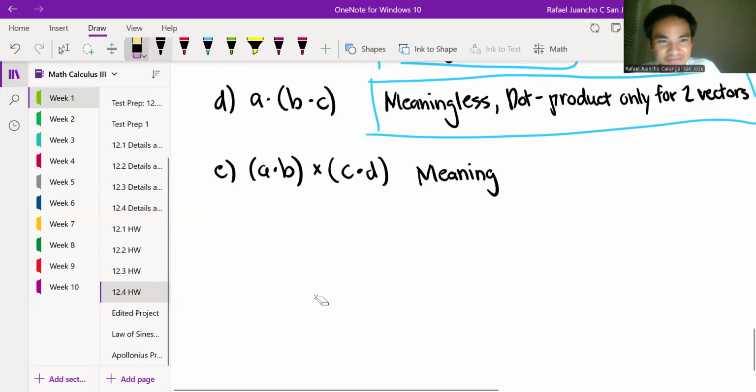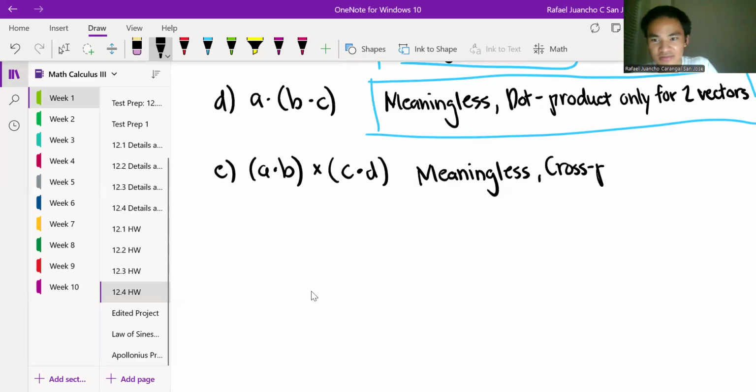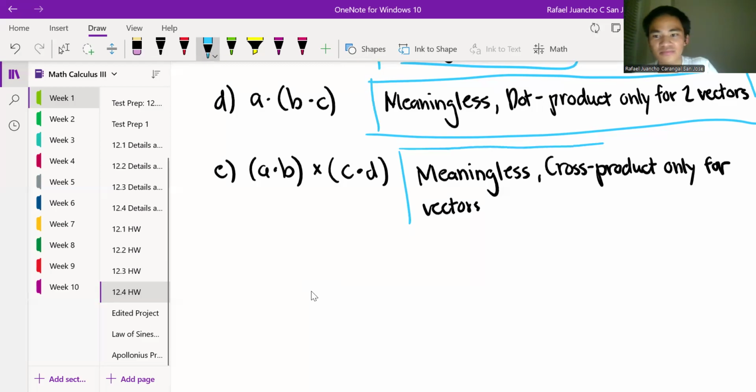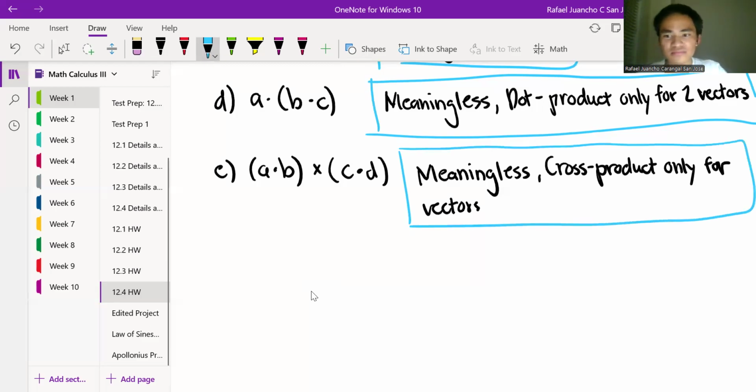I keep saying meaningful. I meant meaningless. Cross product only for vectors. So this is meaningless because the cross product is defined only for two vectors, right?